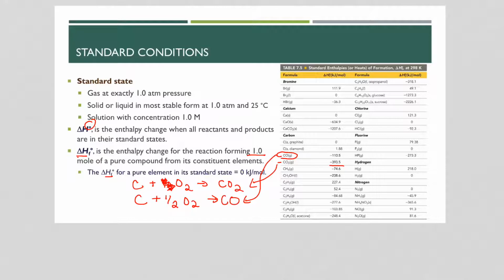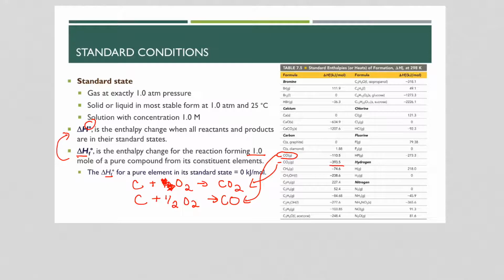Now, the reason these are important is because we can look at these formations and use these different delta H's of formation to calculate the enthalpy changes for reactions. Now, in the chapter, they have this relatively small list of standard enthalpies of formation. Notice these are in kilojoules per 1 mole, just like I said. And this delta H sub F.